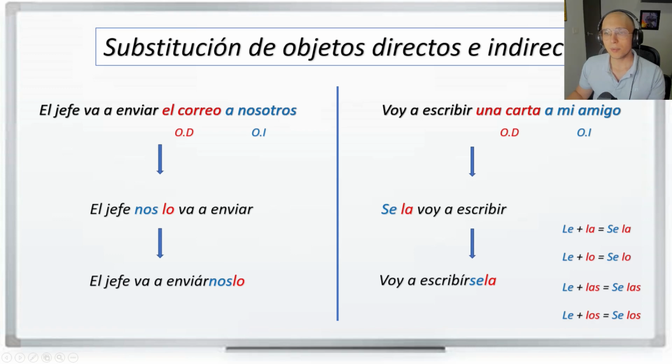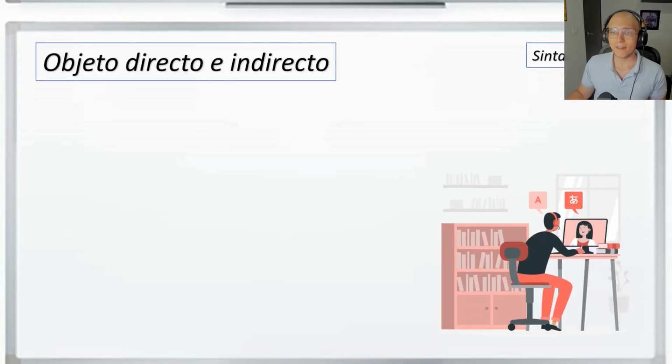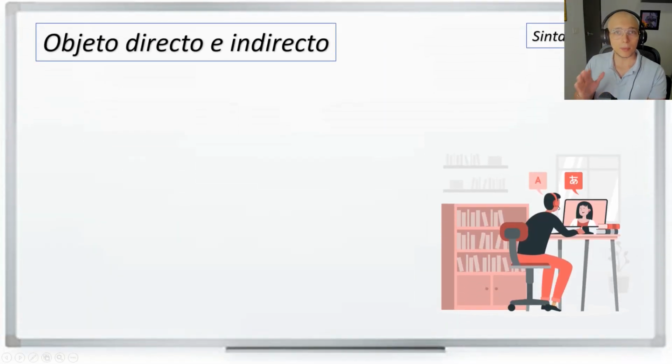So in this case, we had a mi amigo, which is substituted for le, and una carta for la. But then we have this case, so we make the substitution and we say se la voy a escribir. Se la voy a escribir. Or we can attach it at the end and say voy a escribírsela. One more time. Voy a escribírsela. Now, remember, the more you practice, the easier it will get. I promise you that.